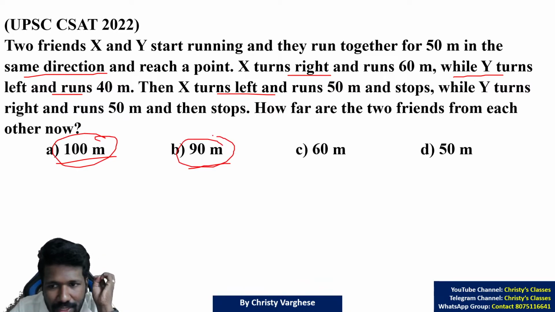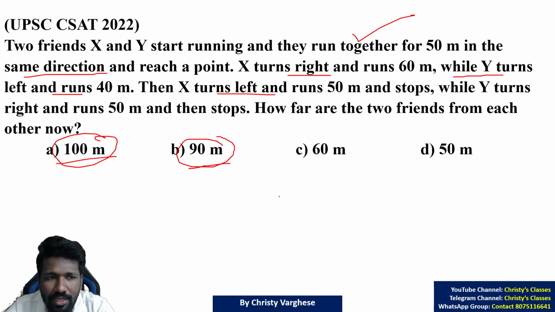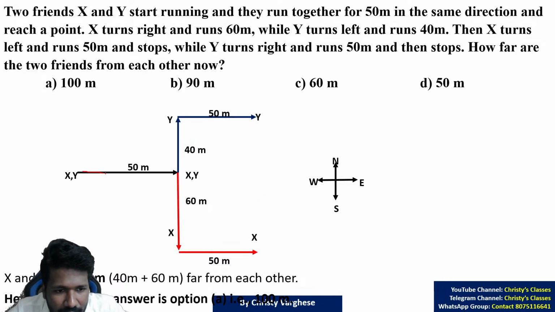The answer also is asking only the distance, not the direction at all. Because to answer the direction, nowhere in the question is direction mentioned, so that cannot be answered. That is why which direction to start with is totally up to you. You can decide which direction you want to start with. The two friends x and y start running and they run together for 50 meter in the same direction. So let this be the same direction, 50 meter, like this, and they reach a point. So let this be the point.